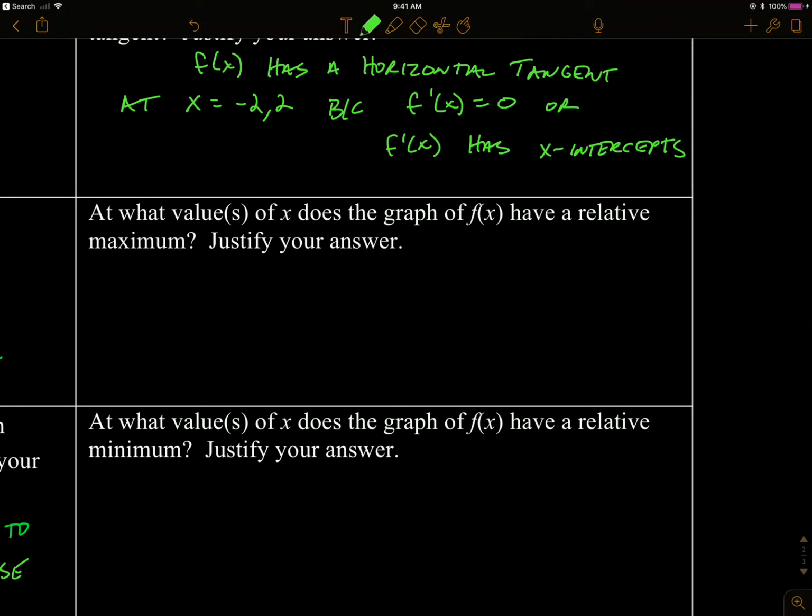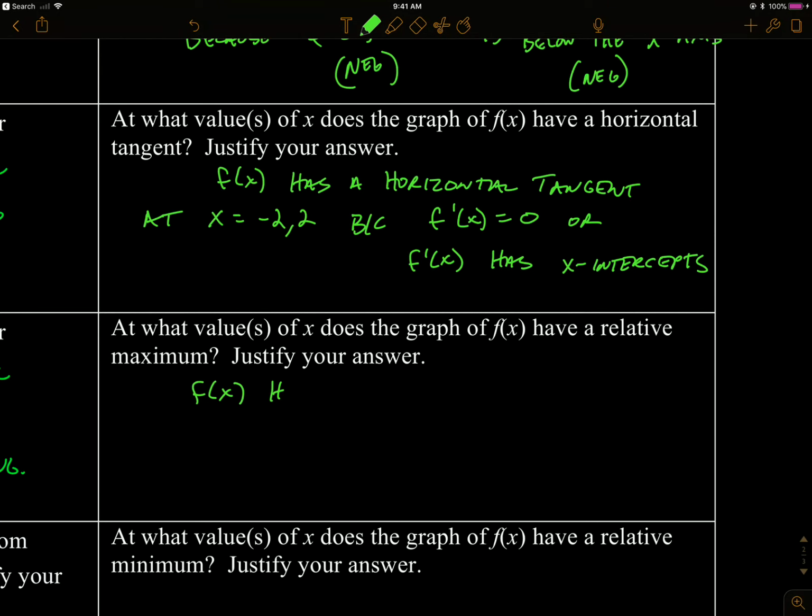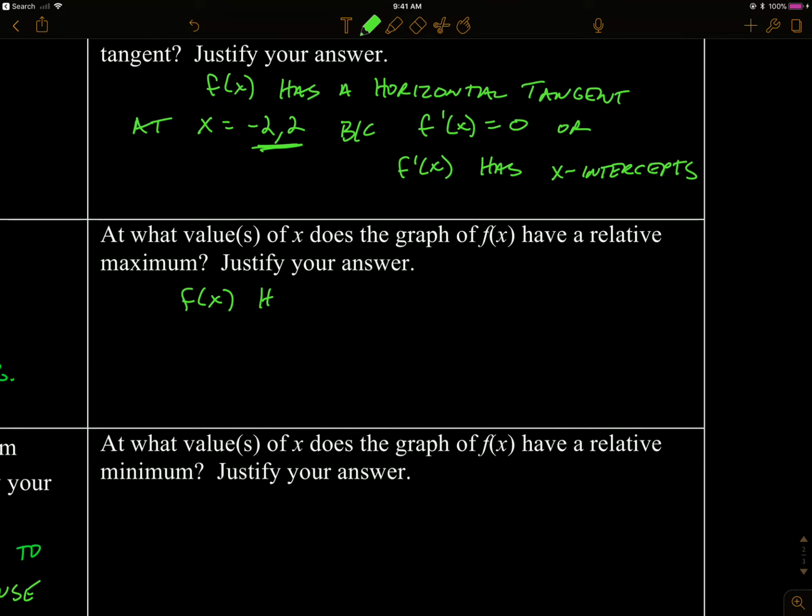At what values of x does the graph have a relative maximum? So we're going to say f of x. So it's going to be at one of these, right? If it has one, it's going to be at one of those values. F of x has a relative maximum, because the relative max is wherever you have a horizontal tangent line and the function switches from increasing to decreasing, which means the derivative would switch from positive to negative.